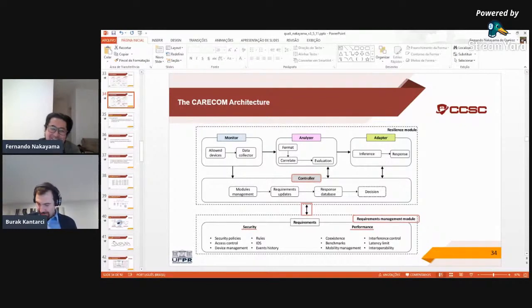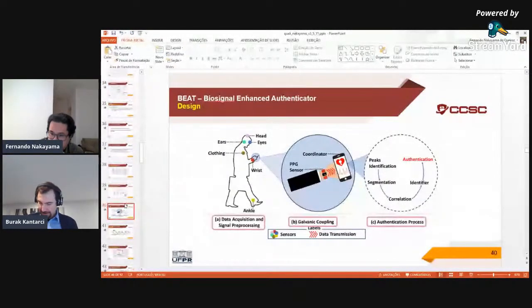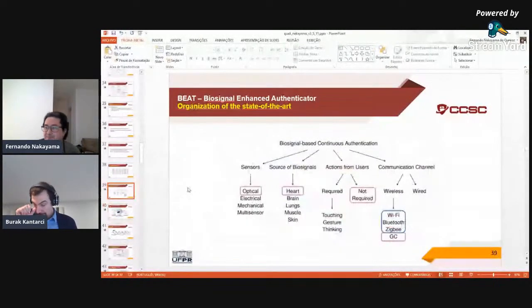Okay. For your BEAT proposal, can you go to your slide 39? Because you were, I think, summarizing something there, because I also took notes there as well. Yeah. So, okay, this is biosignal-based continuous authentication, what you're planning to do here.